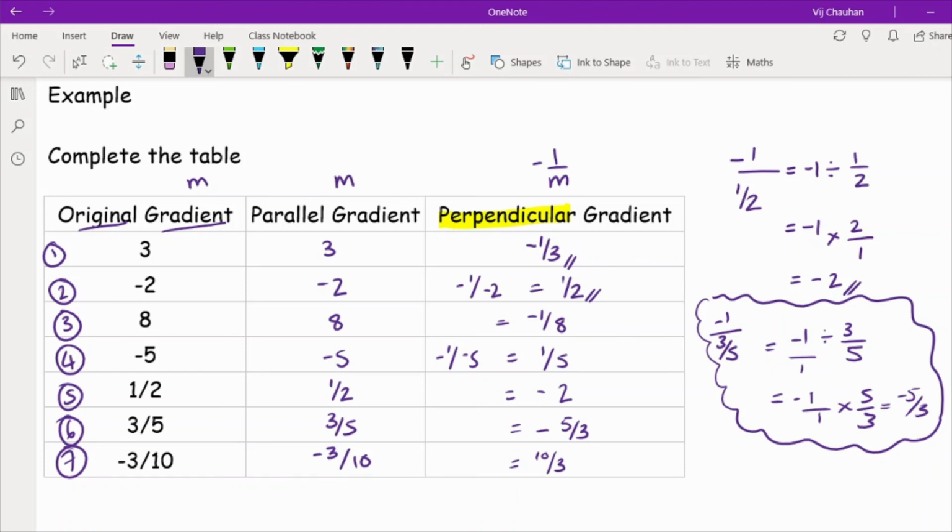Hopefully that makes a little more sense with regards to working with parallel and perpendicular gradients. And like I said, this becomes a lot more prominent when you're working out the equation of lines, or working with right angles, or in triangles and proof and things regarding parallel lines.